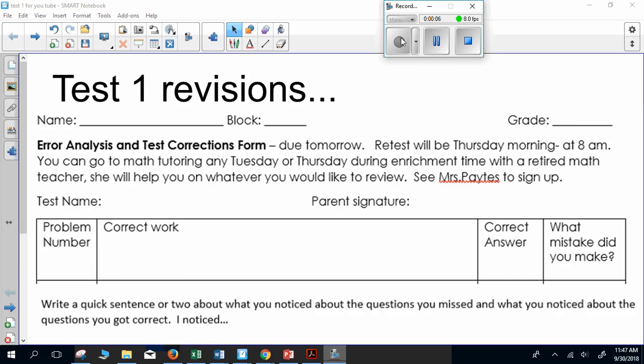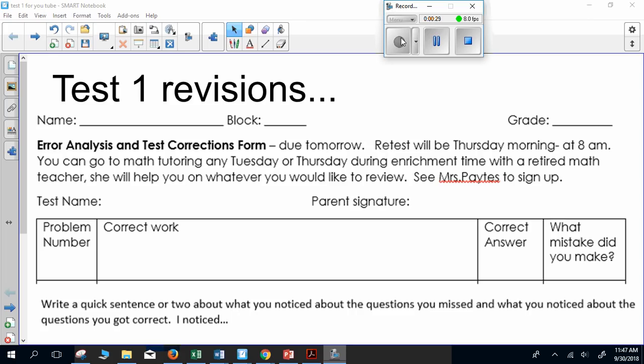So this is to help you redo your geometry test. For every single question that you missed, you need to include it on this chart. You're going to put the problem number, you're going to put your correct work, you're going to put the correct answer, and then you're going to say what mistake you made. So an example might be, I used the formula for the area of a trapezoid when I should have used the formula for the area of a triangle.